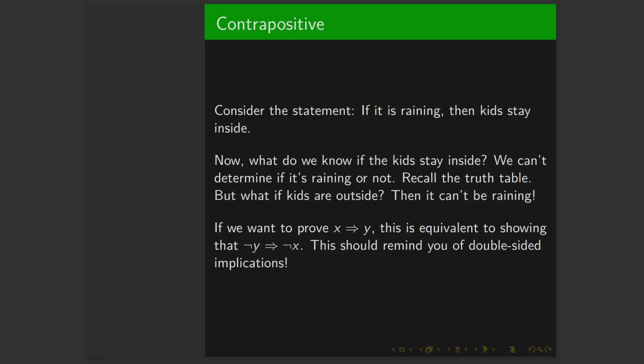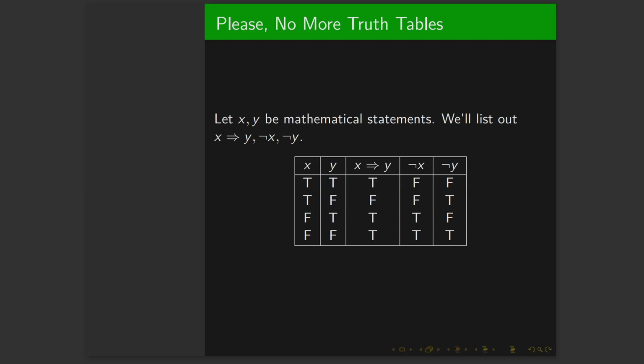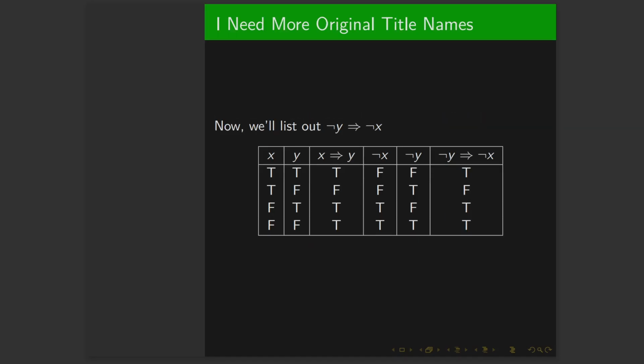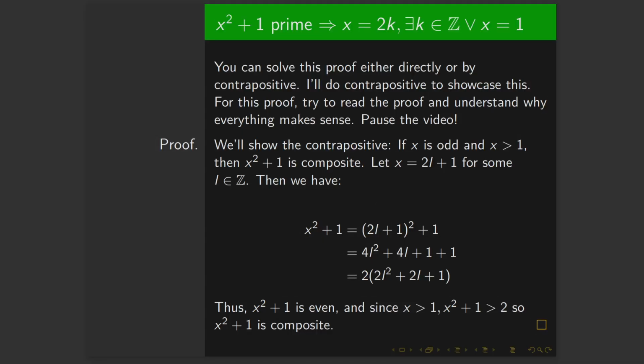So pretty much, we're going to look at not y implies not x and see how the truth table for this works out. So we'll just slowly look through this. We have x, y, x implies y. Then we have not x and not y. And then we add in not y implies not x. And you'll notice they're logically equivalent. They're actually the exact same thing. It's actually very interesting.